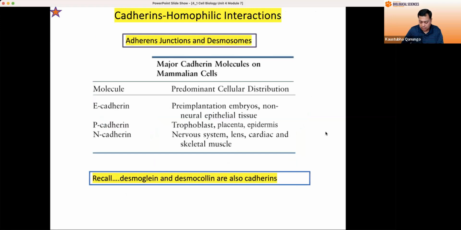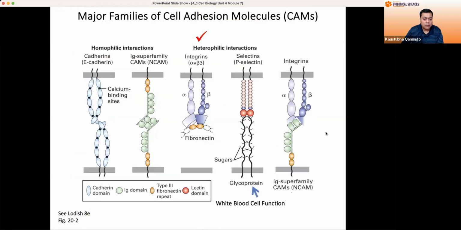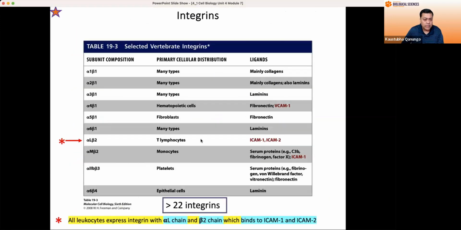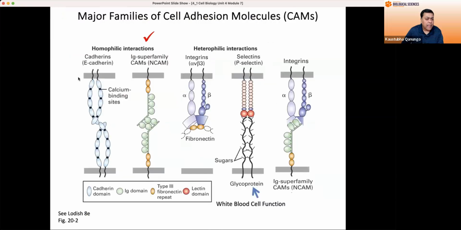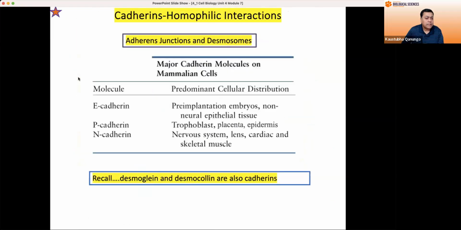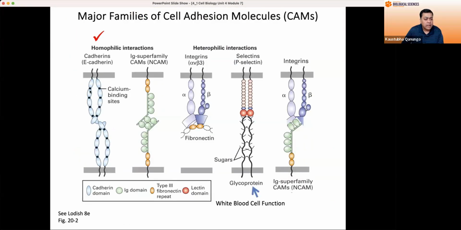Based on that, and just jumping over a lot of them, I'm showing you right here: alpha 1 beta 1, alpha 2 beta 1, alpha 3 beta 1, and this basically gives the integrins this diversity. On the other hand, what happens is that for your cadherin, it's a homodimer, and you cannot change that.